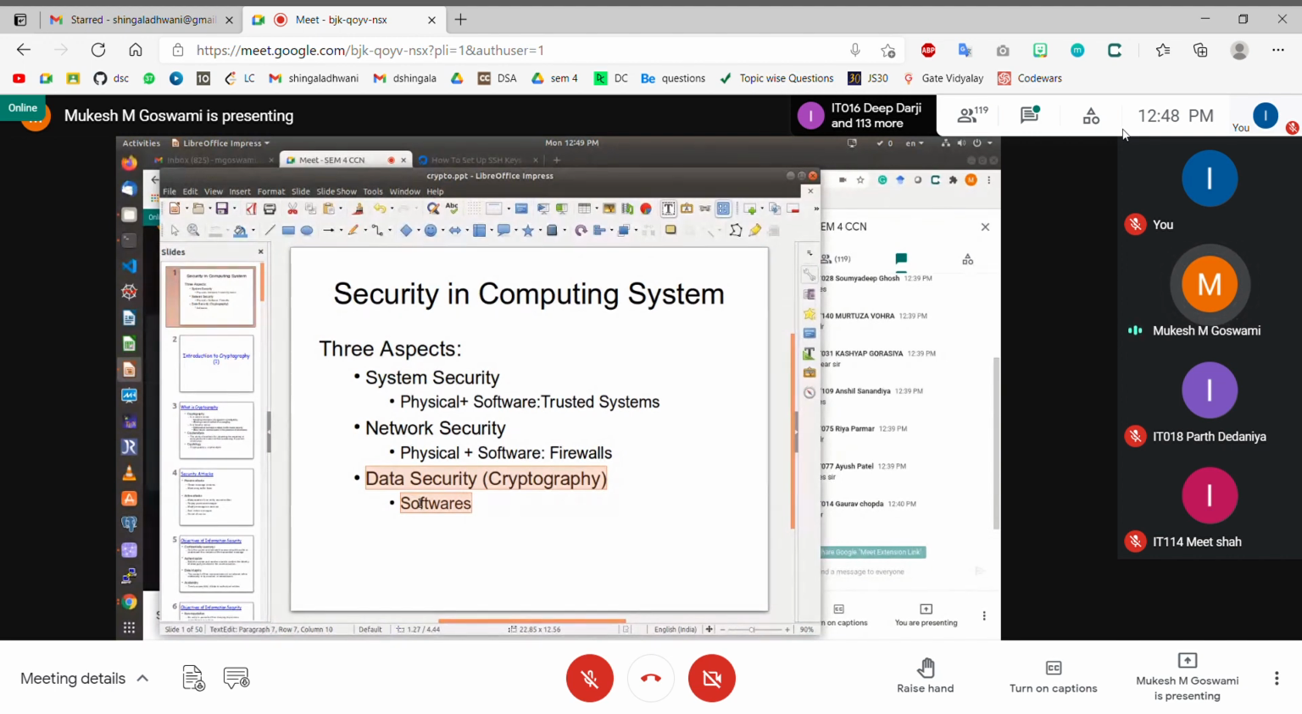Data is not going on pen and paper. Data is going through software, right? So therefore, the data security aspect is also completely implemented inside the software. And the kind of mechanism used to implement data security is called cryptography, right? So this is what we are going to talk about today: what is cryptography and how cryptography can be implemented. But these are the three different aspects of security in a computing system.